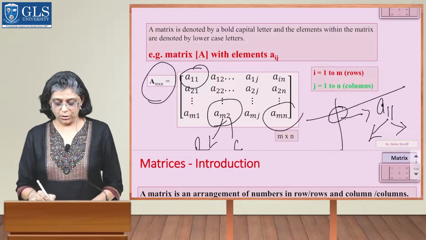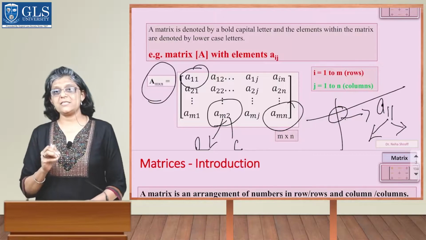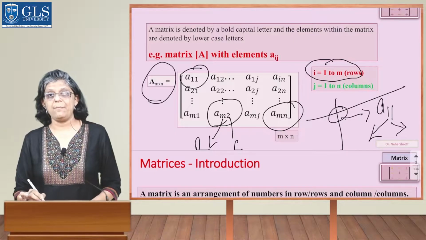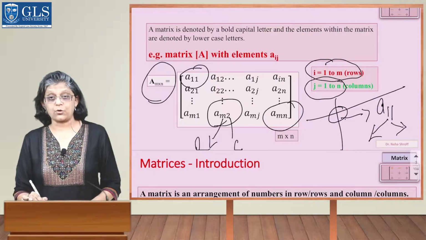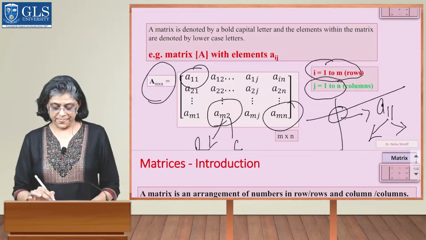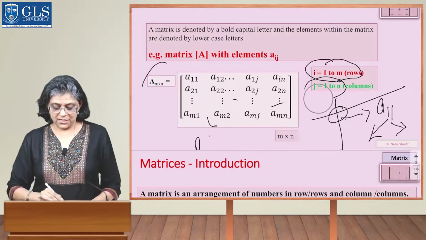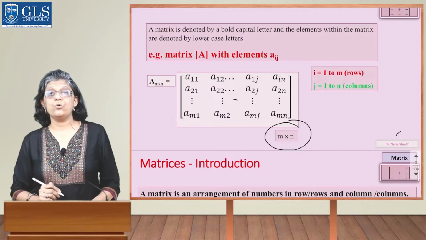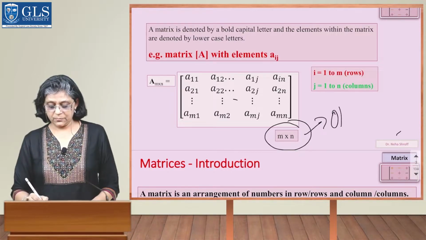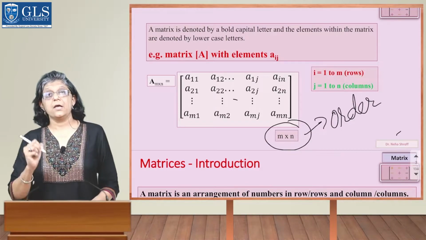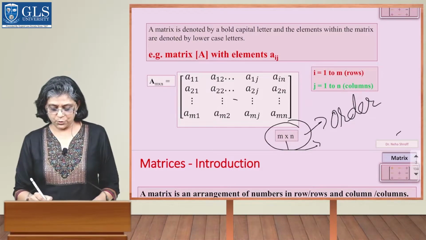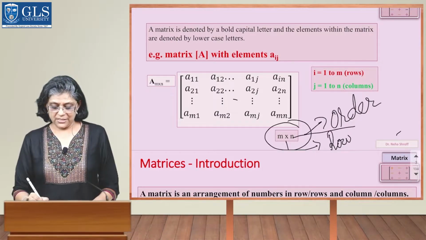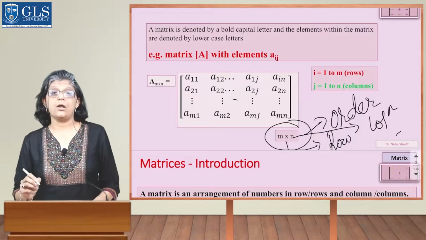In short, when we generalize the formula, it is m cross n. That means i stands for m, the rows, and j stands for the number of columns. For a given matrix, I always have to know the order of the matrix. This is called the order of the matrix. In the order of the matrix, we first write the number of rows in the given matrix, and this n is nothing but the number of columns in the given matrix.